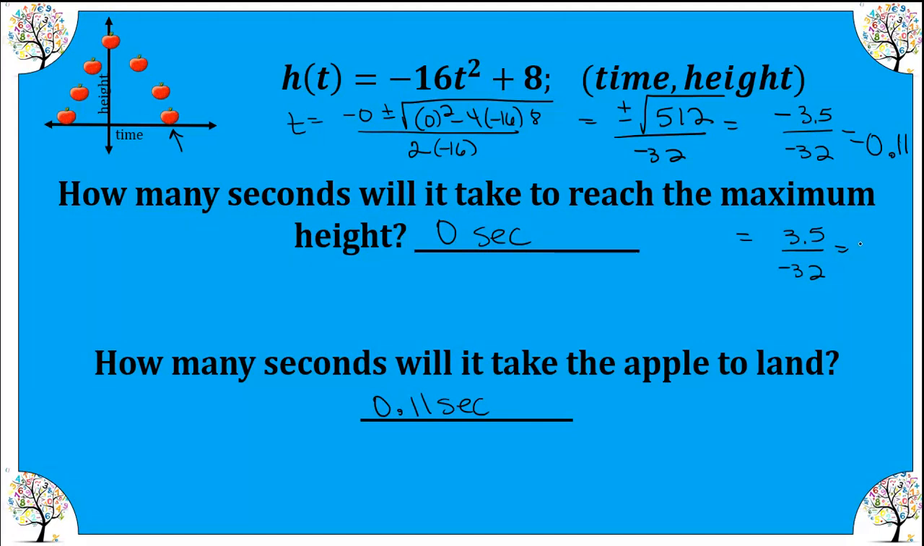And then here we will get a negative value. We would get the negative 0.11. So that would be this root, and this one is irrelevant.